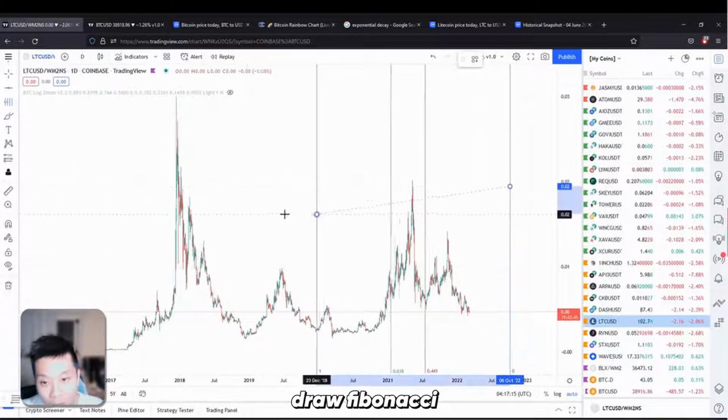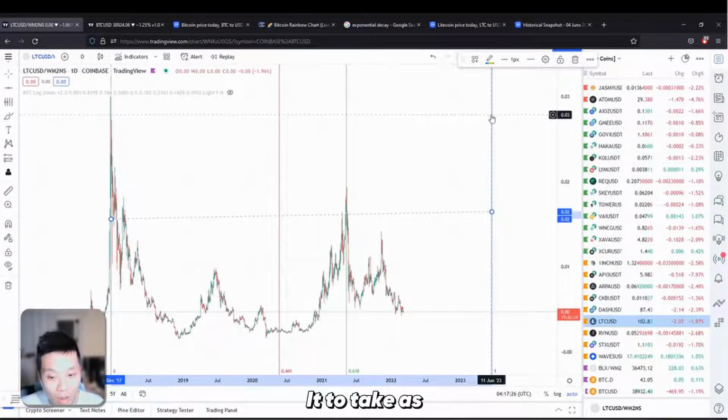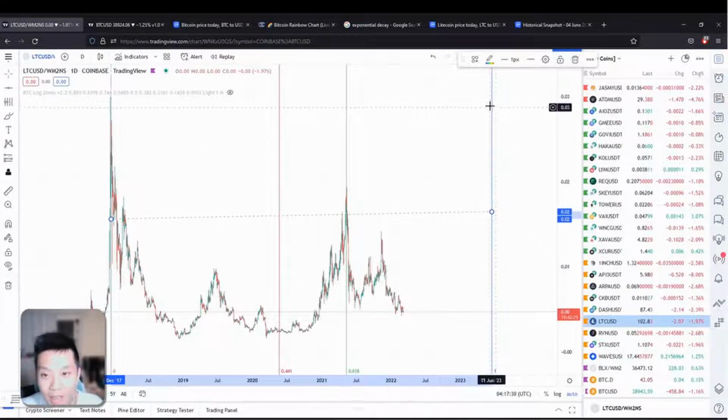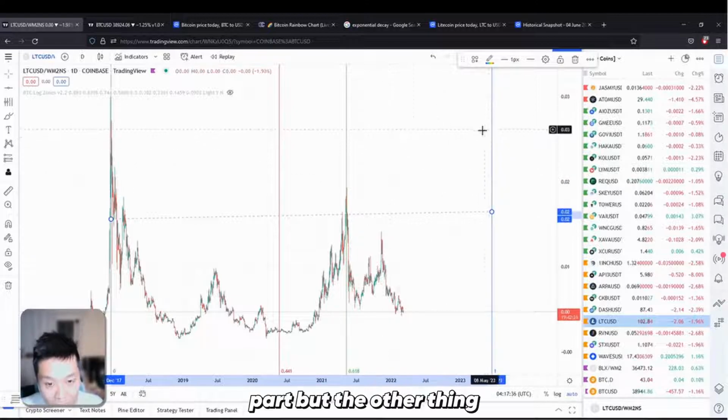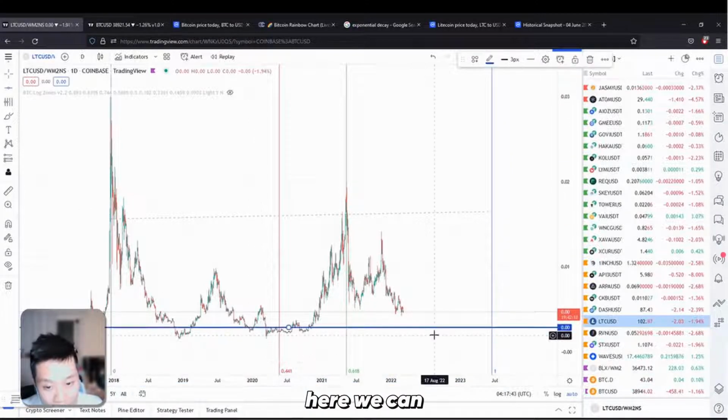So I'm going to draw a Fibonacci time scale. We can more or less expect it to take as long as June 2023. So we can dance down here all the way until June 2023. This part accounts for more than this part. But the other thing to keep in mind is that this low can never go down to this low. We can never go down past this point.